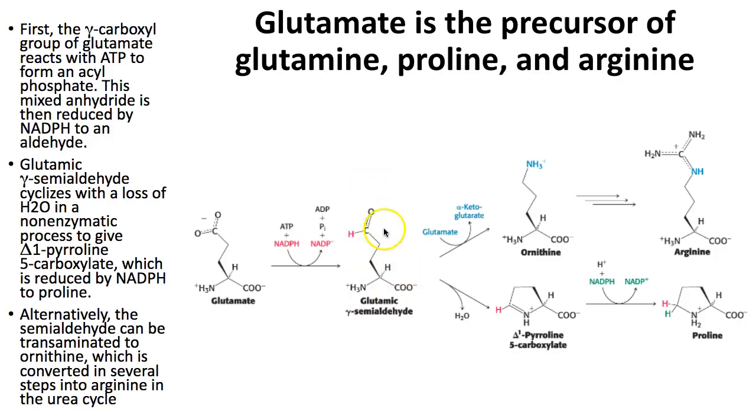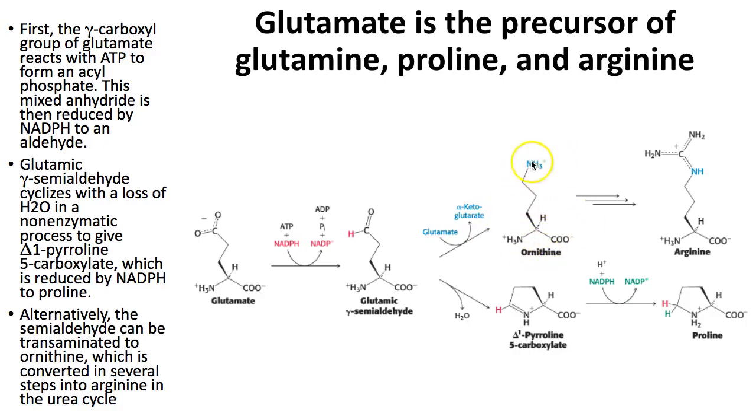So whenever you see NADPH, that is reduction. And then it forms this intermediate that can go in two directions. Either it goes through dehydration to form a cyclic structure, and then you have NADPH again. So remember that's reduction, adding the hydrogen right here, and then you finally have the form of proline as far as amino acids. The other direction is a reaction with glutamate to form alpha ketoglutarate, and also ornithine.